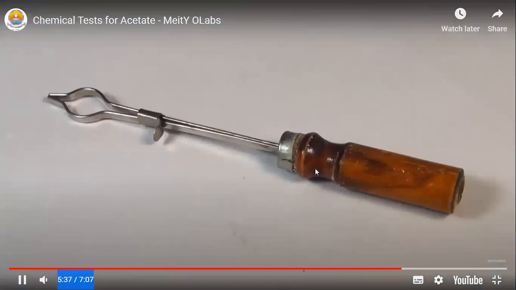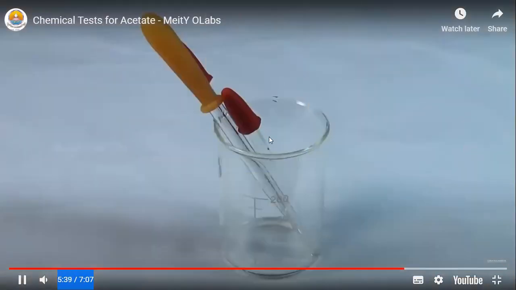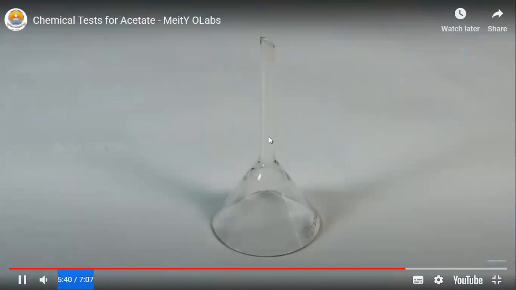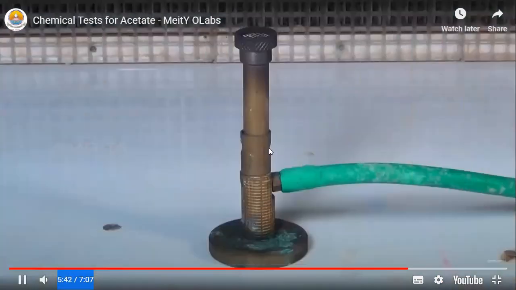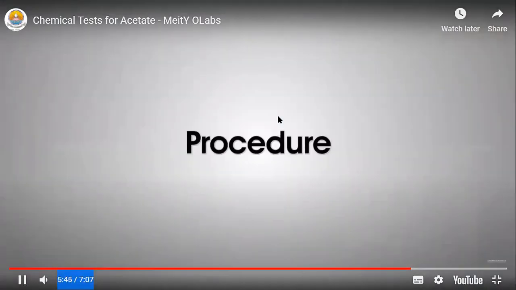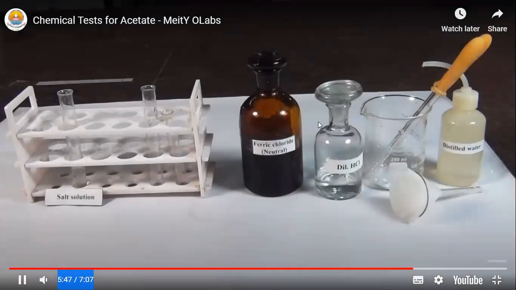For that particular test, we even need test tubes and a test tube stand. We need a test tube holder. We need various droppers, my dear students, and a funnel. We need a filter paper too, and we need a Bunsen burner to heat it if required. Now we'll proceed with the test.